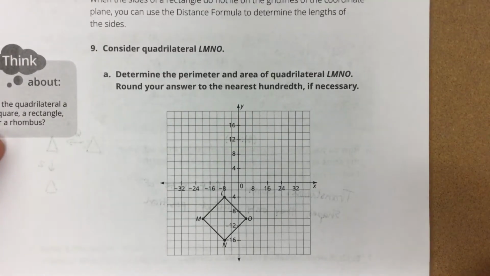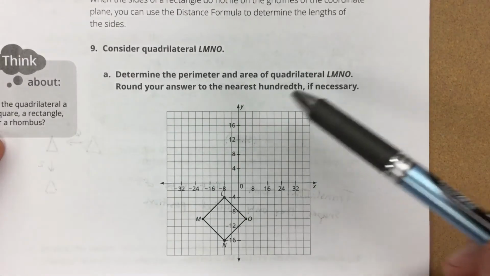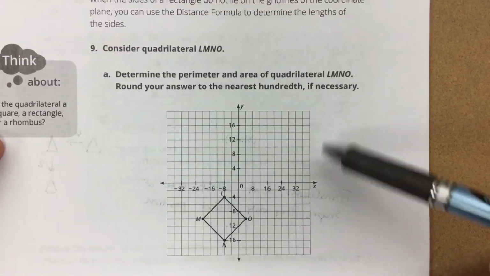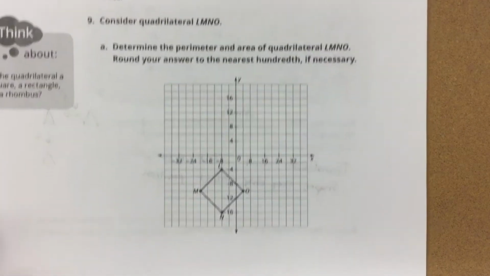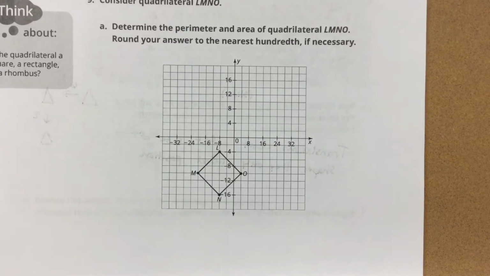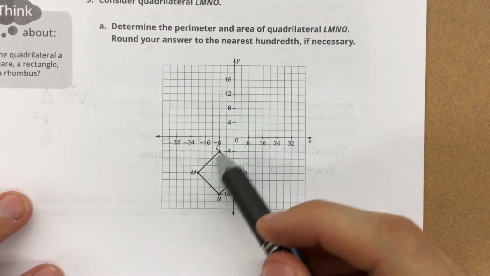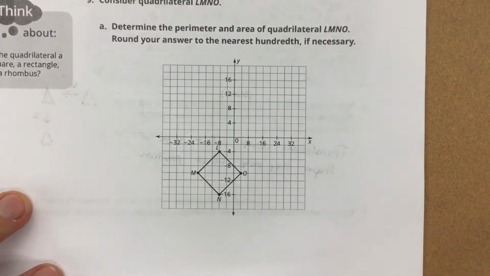Anyway, here we go. So part A, we're looking at question 9. Part A, determine the perimeter and area of this quadrilateral. Round your answer to the nearest hundredth if necessary. Okay. So the proper way we want to do this is to do this distance formula for each side and add those up in order to get the perimeter.